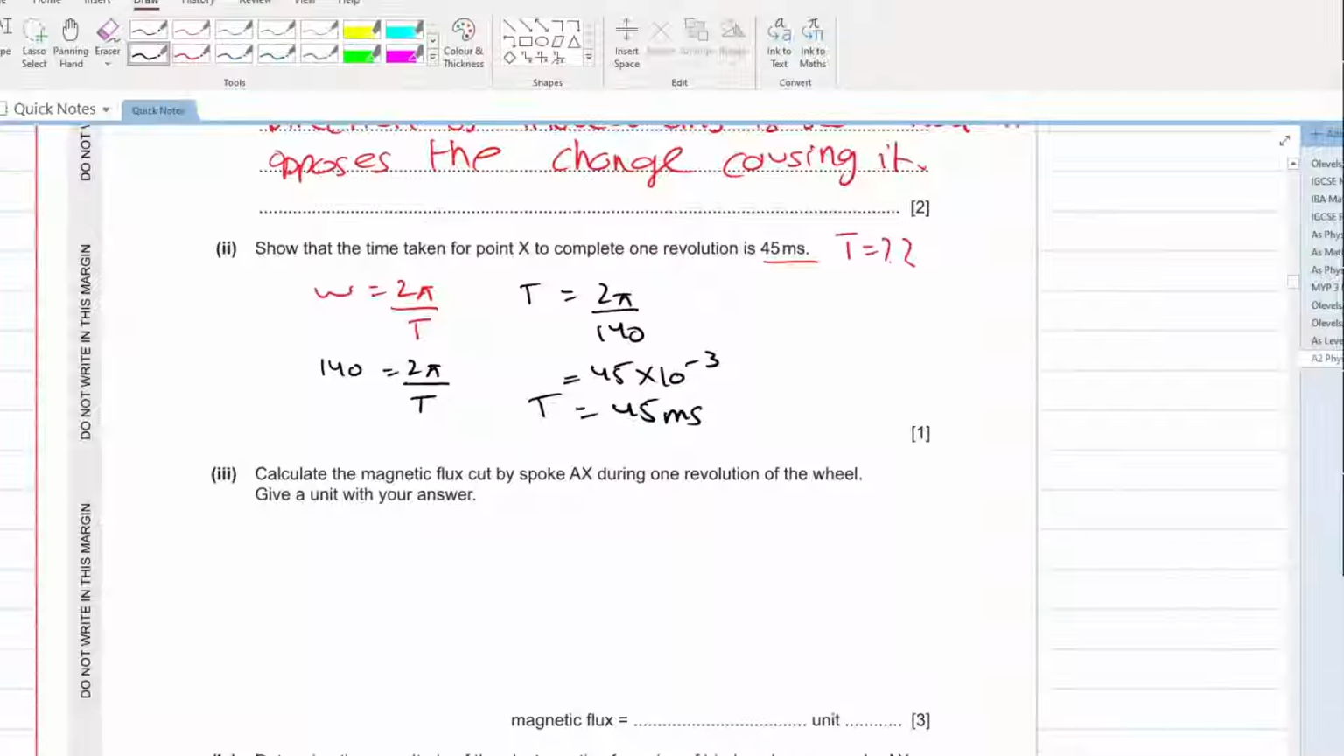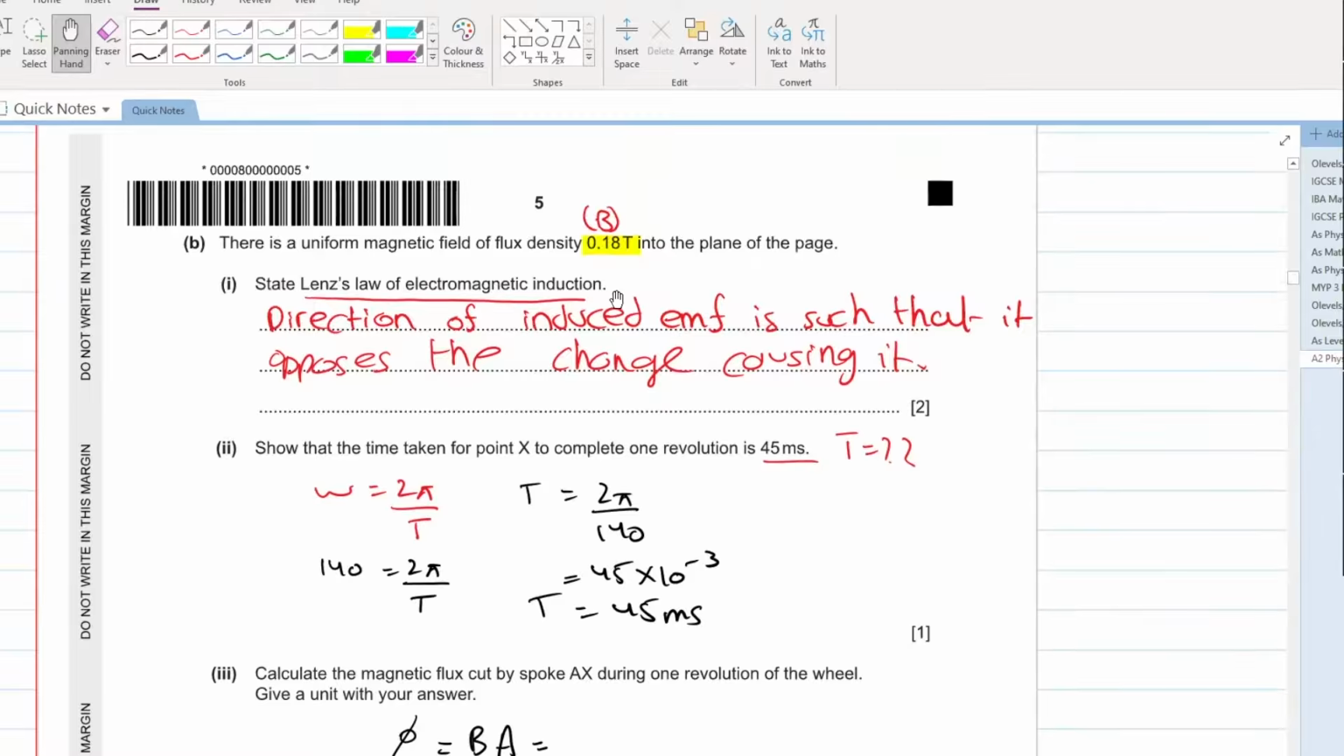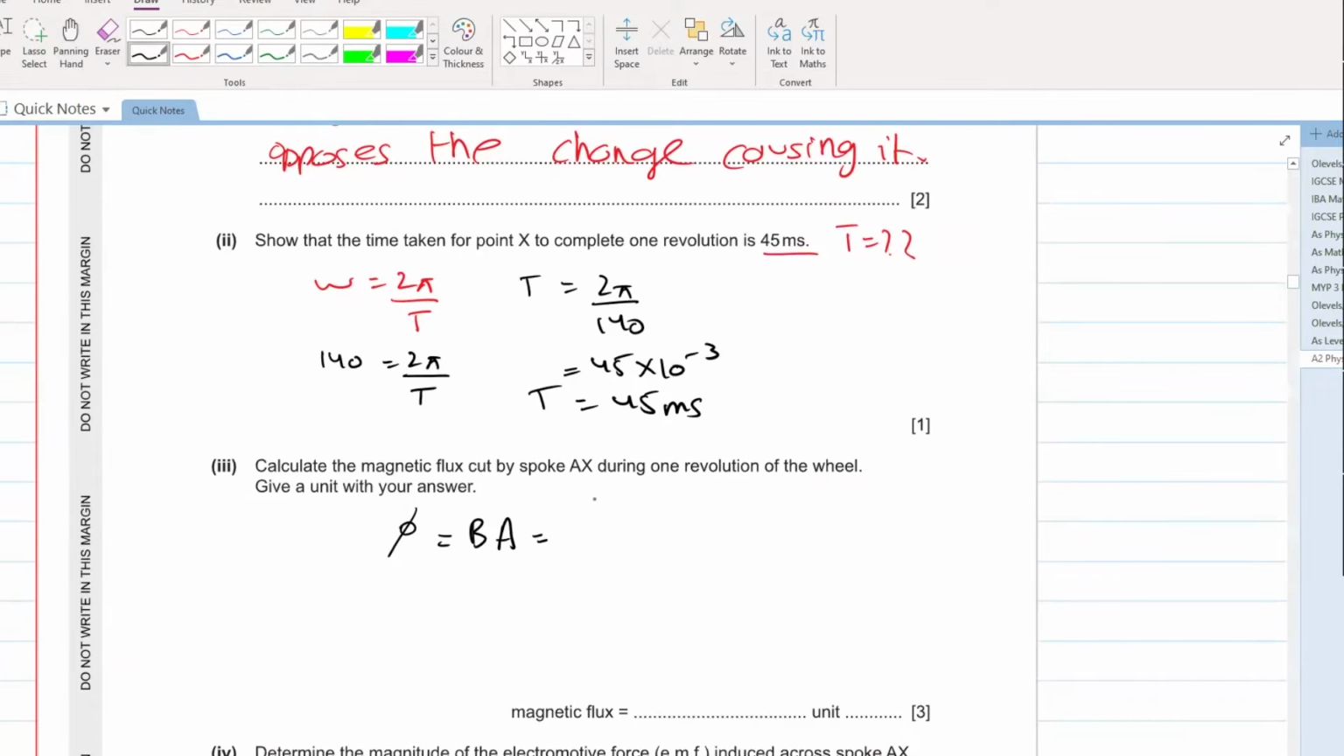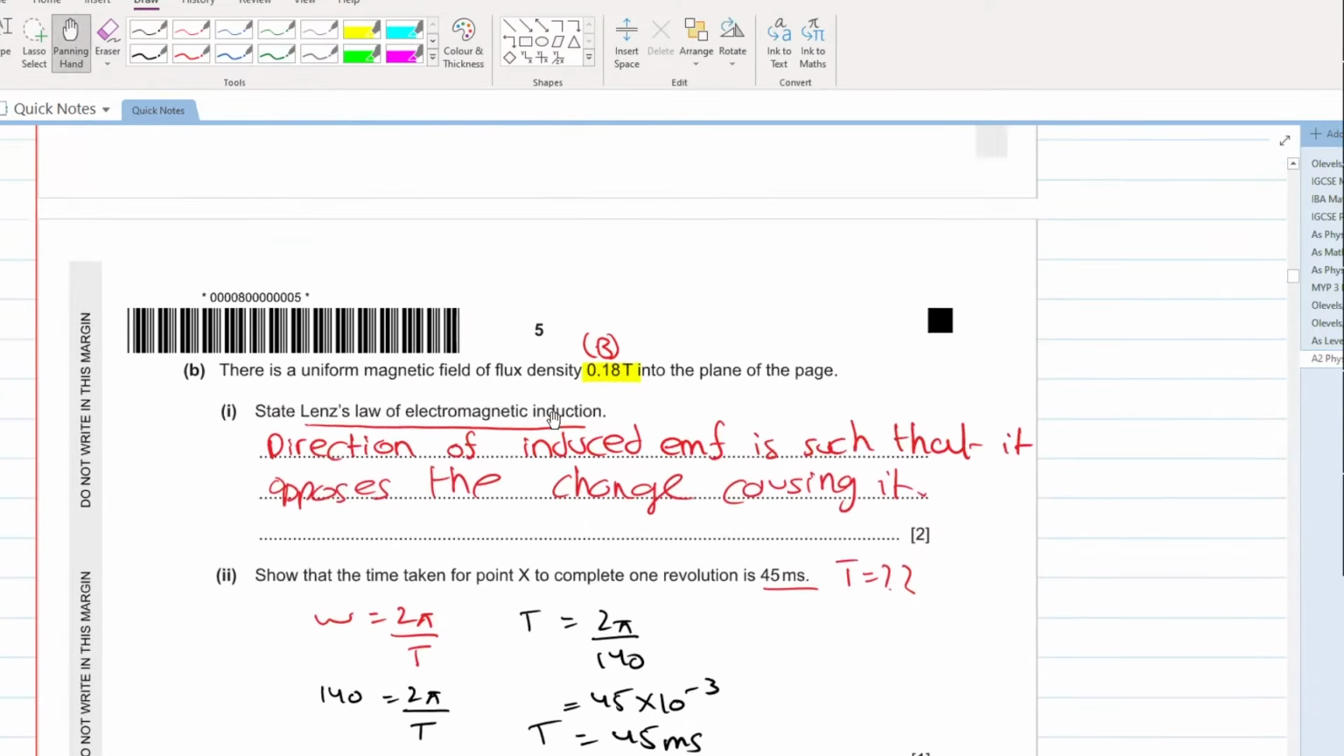Calculate the magnetic flux cut by a spoke AX during one revolution. Okay, you have to calculate magnetic flux. How can you calculate it? Very easy. Magnetic flux is equal to magnetic flux density into area. What is your magnetic flux density? 0.18. Perfect. What is your area here?